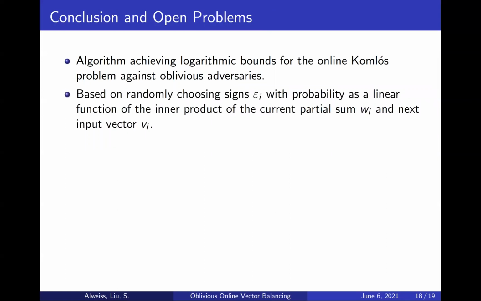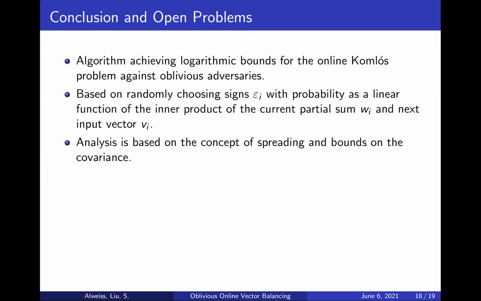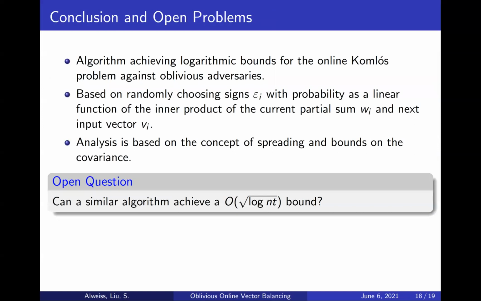And roughly, the algorithm chooses random signs with a probability that's a linear function of your current partial sum, of the inner product of your current partial sum and the next vector v_i. And the analysis is based on the concept of spreading and bounds on covariance. And the main open question left by this work is, can you achieve a similar algorithm which gives you a log NT bound? And this would turn out to be basically sharp in the online setting and would match bounds known in the offline setting.